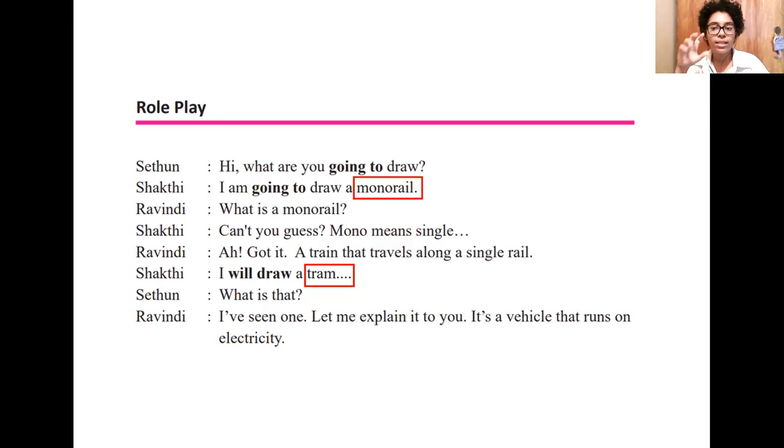So a monorail is like a railway. You have two rails in a railway. Here monorail means one. So Ravindi is going to tell us what a monorail is, because we don't know what a monorail is. Ravindi, just like us, is confused and asks, "What is a monorail?"